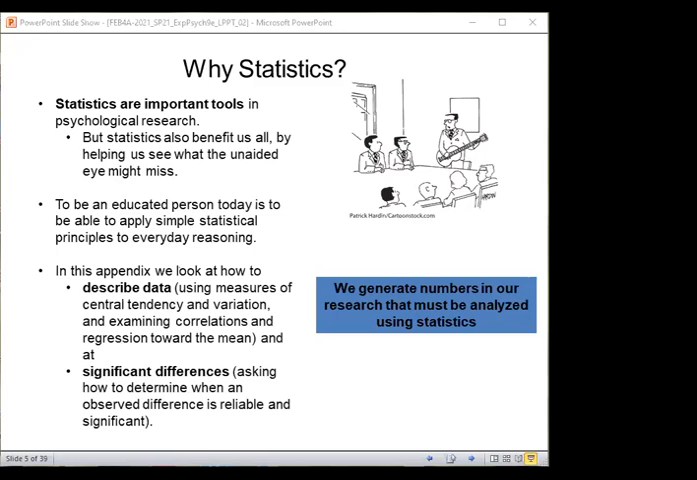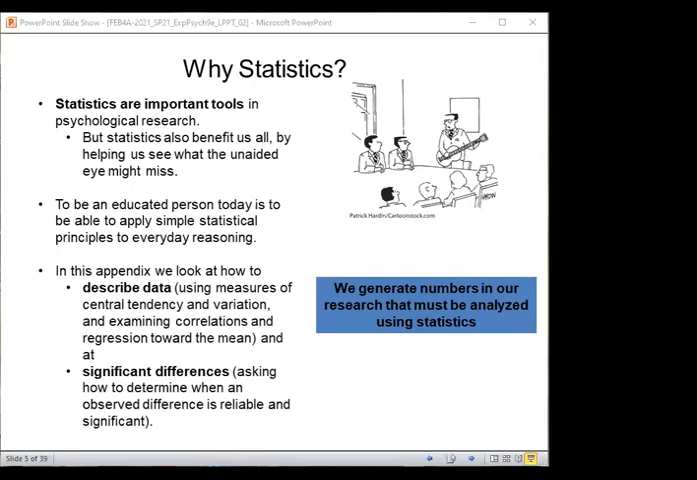Today, to be an educated person is to be able to apply simple statistical principles in your everyday reasoning. In this session and in this appendix, we look at how we describe data using measures of central tendency and variation, examining a little bit more on correlations and regression toward the mean, and at significant differences, asking how to determine when an observed difference is reliable and significant. So there's a whole process that we go through in order to do that.